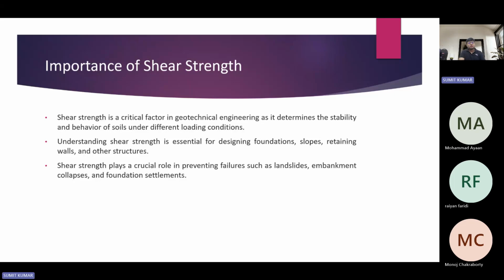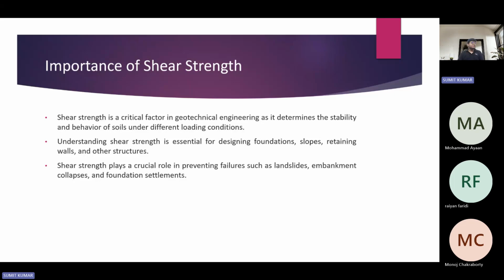Okay. So, I am talking about some more points like the shear strength is a critical factor in geotechnical engineering as it determines the stability and the behavior of soil under different loading conditions. Understanding shear strength is essential for designing foundations, slopes, retaining walls, and other structures. Very much important. Shear strength plays a crucial role in preventing failures such as landslides, embankment collapse, and foundation settlement.